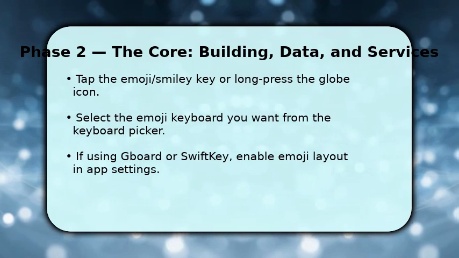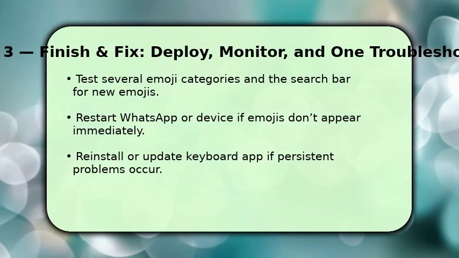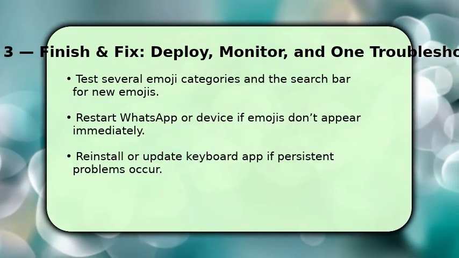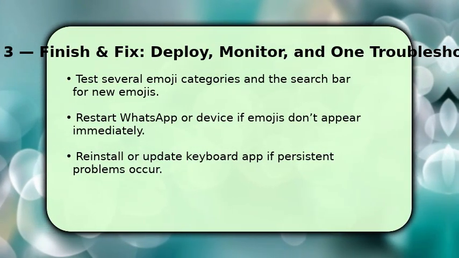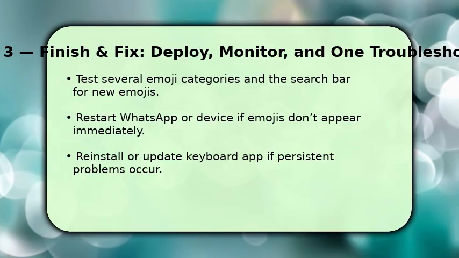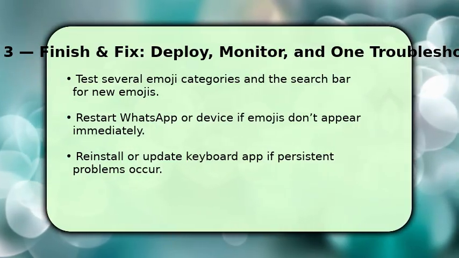and GIF without interruption. Finish by testing. Send a few emojis, use the search and check sticker or GIF tabs. This confirms the new emoji keyboard is active. If emojis don't show, close and reopen WhatsApp. Make sure the keyboard app is allowed full access and is updated.